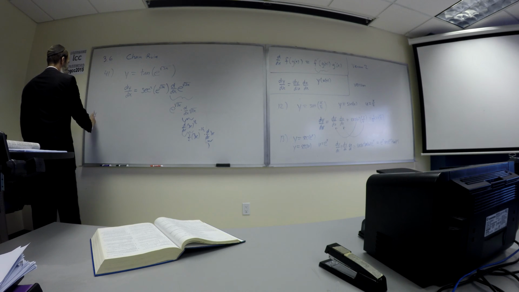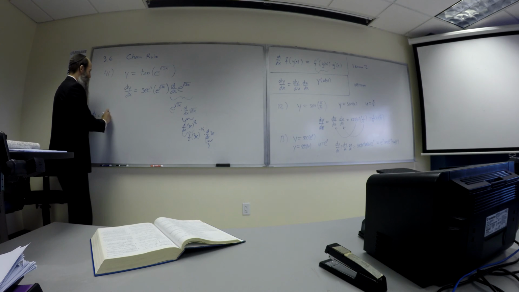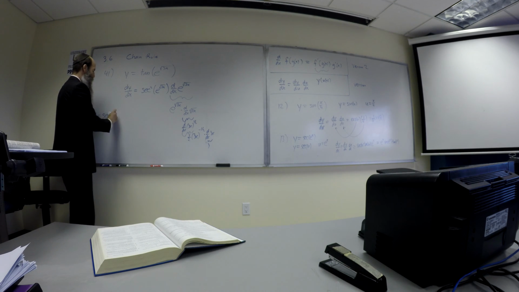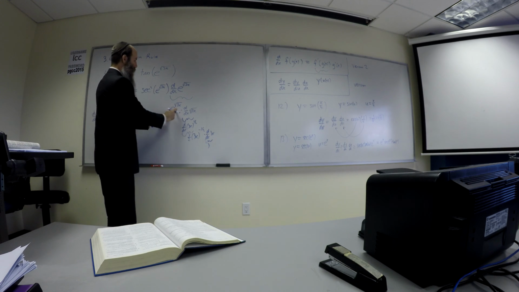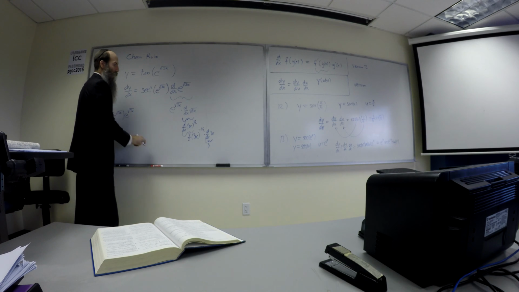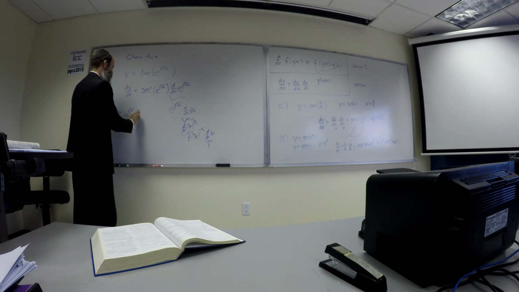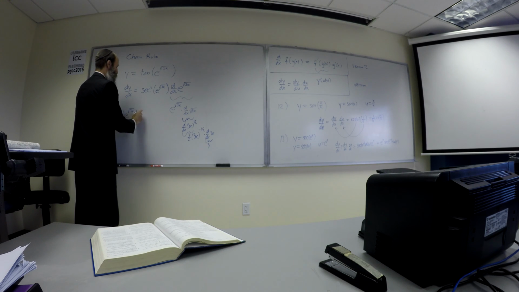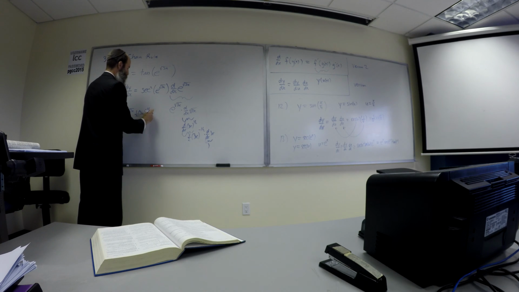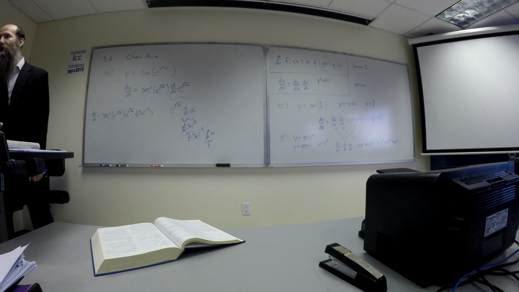So dy dx ends up being secant squared e to the root of 3x times, what's the next thing down? This guy. E to the root of 3x times, that's all the same, 1/2 3x to the negative 1/2. Wait, so what was the final answer? We're not there yet. Times 3. There is our list of multiplications that need to be performed, right?